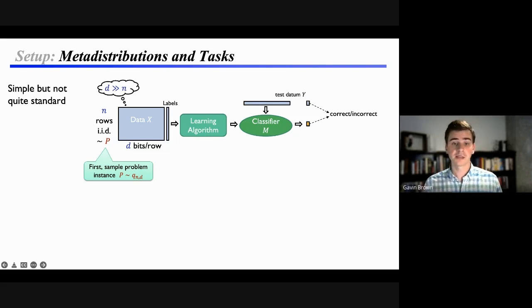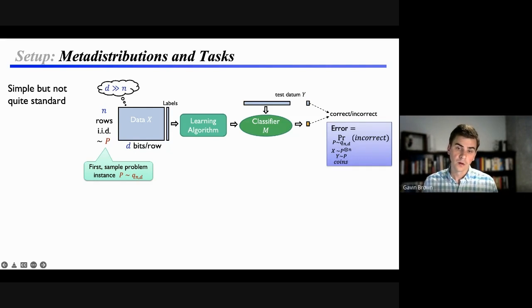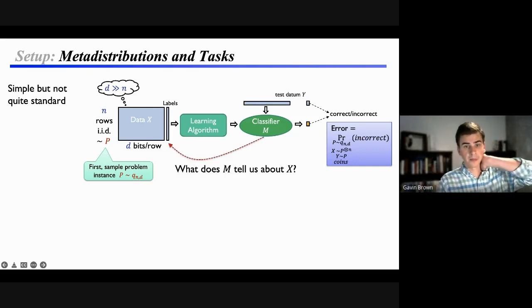We evaluate the classifier in the usual way with a fresh test data point, and we judge it correct or incorrect. We'll call the error of the algorithm the probability of an incorrect classification over this whole process: the draw of the data distribution, the draw of the training and test data, and any coins of the algorithm. Our central question is, what does this classifier M tell us about the data set X?